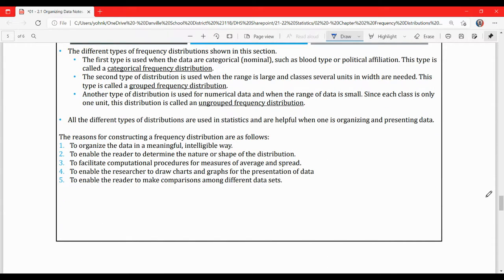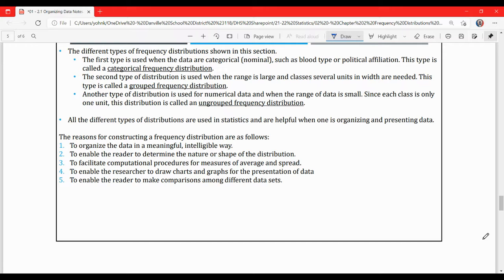The different types of frequency distributions shown in this section are the following. There were three. The first type is used when data are categorical or nominal, such as blood type or political affiliation. This type is called a categorical frequency distribution. So that was the first one we did. The second type of distribution is used when the range is large and classes several units in width are needed. This type is called the grouped frequency distribution. That was the second one we did. And then another type of distribution is used for numerical data and when the range of data is small. Since each class is only one unit, the distribution is called an ungrouped frequency distribution, and that was the last one that we did. So all the different types of distributions are used in statistics and are helpful when one is organizing and presenting data.